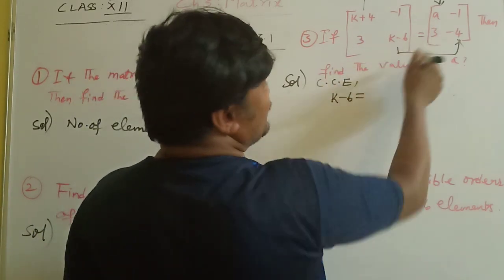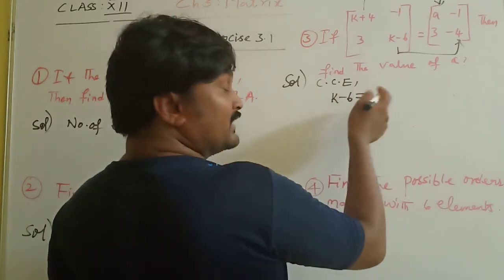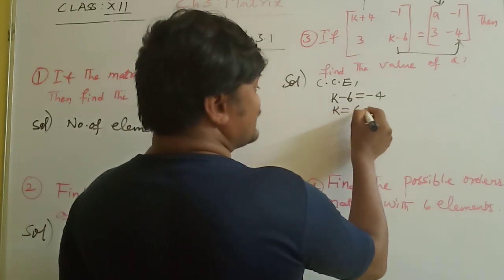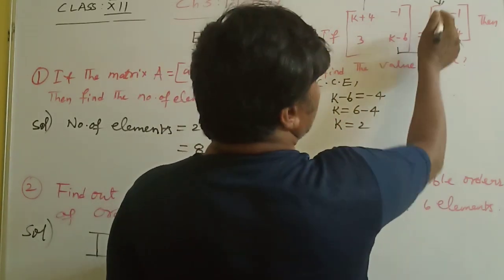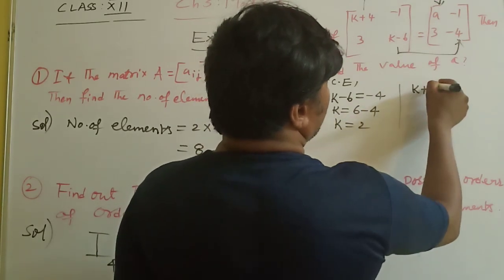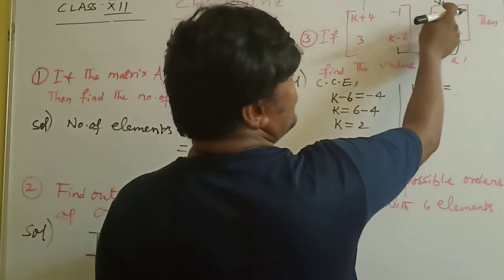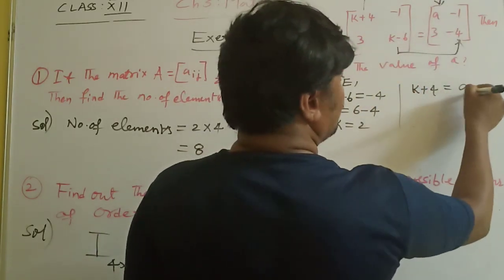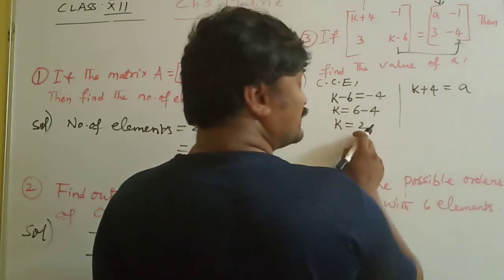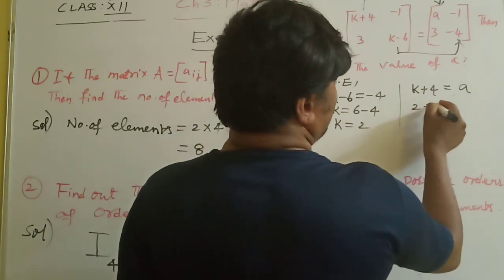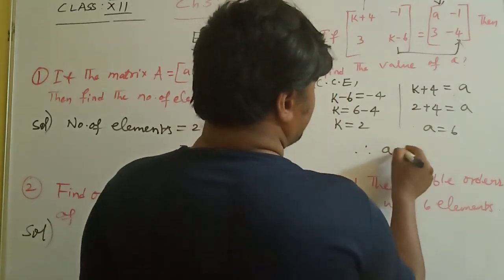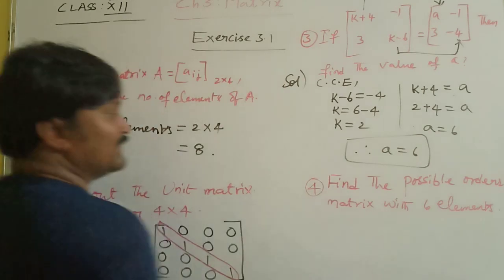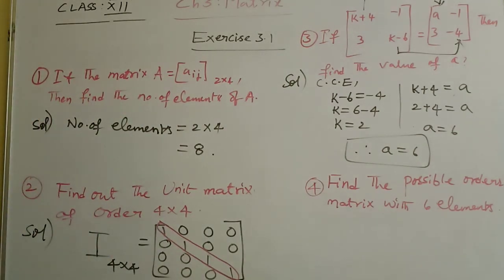So K minus 6 is equal to minus 4. Minus 6 goes to that side as plus 6. So K is equal to 6 minus 4. K is equal to what you get? 2. Now K plus 4, when you compare corresponding, K plus 4 is equal to the first element, A. K is 2, so 2 plus 4 is equal to A. A is equal to 6. Therefore A is equal to 6. We just want this value, that is A is equal to 6. That is about your problem number 3.